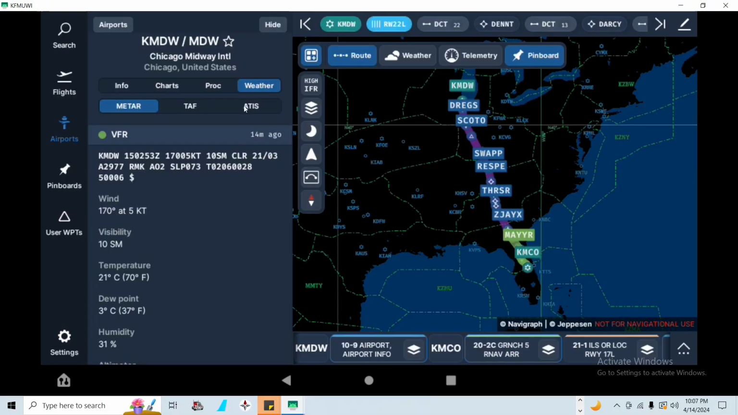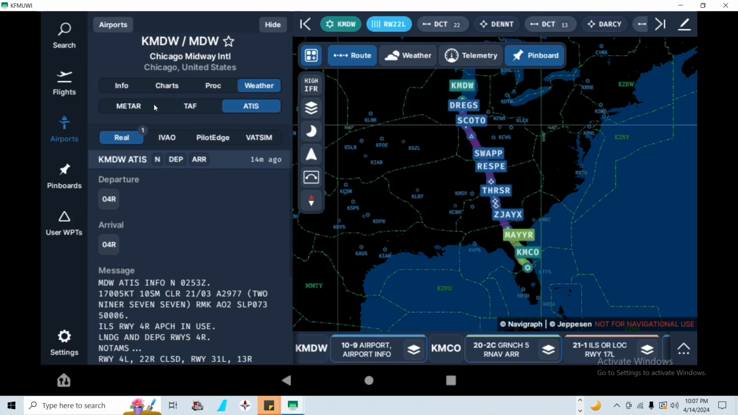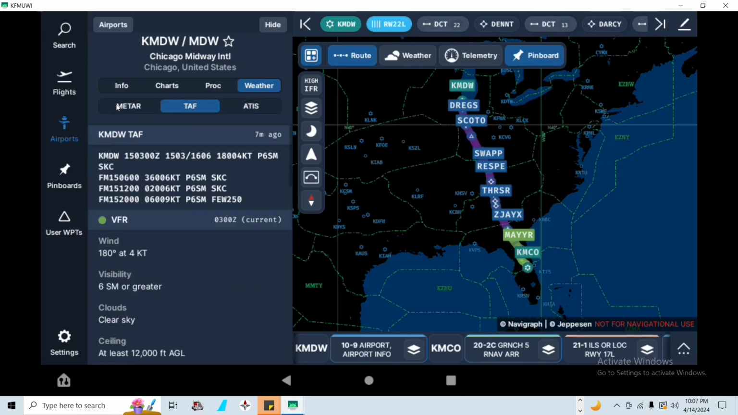So that is how you read your ATIS, your TAF, and your METAR.